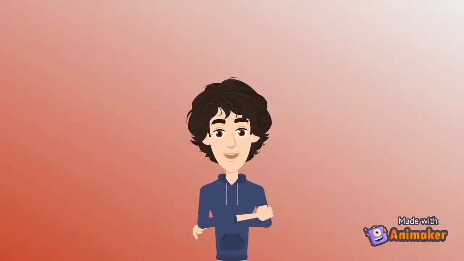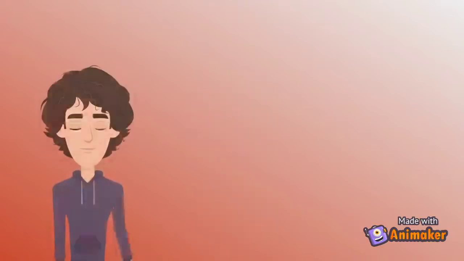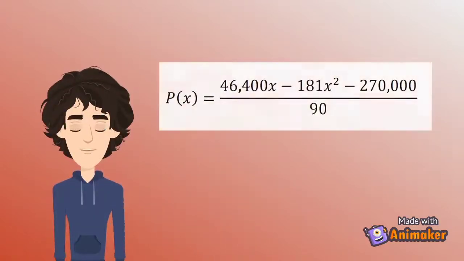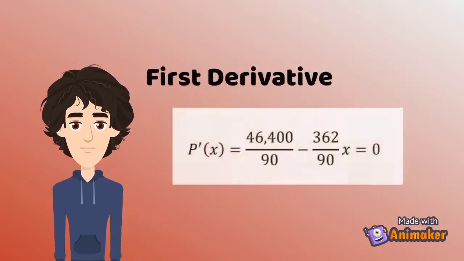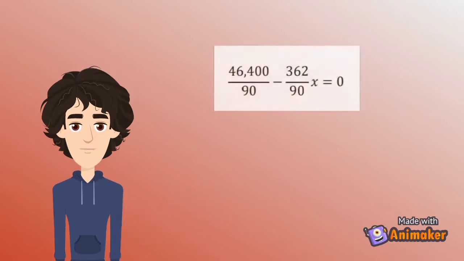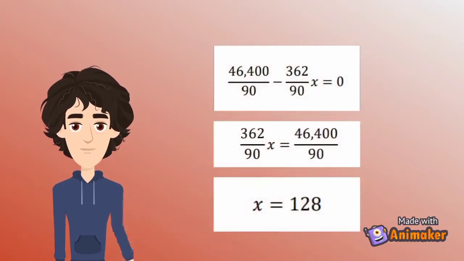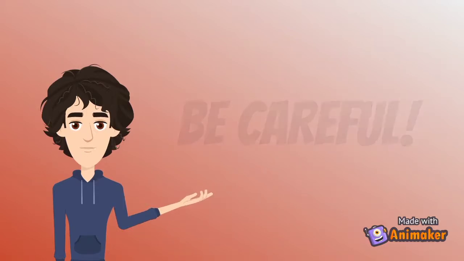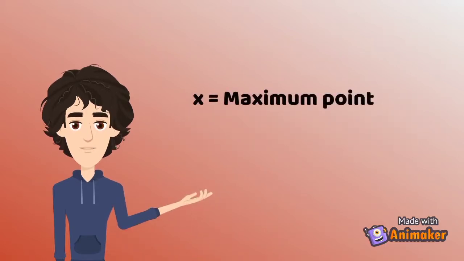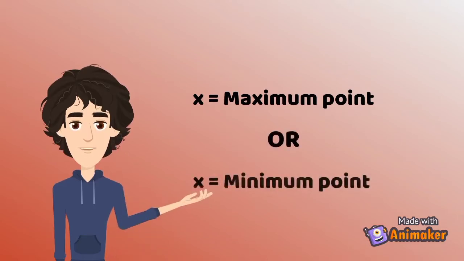As an example, let's go back to the chocolate manufacturing company. Suppose that their profit is denoted by this function, where x is the number of output. To get the number of output that will give us the maximum profit, we get the first derivative of the profit function and equate it to 0. That is because at a maximum or minimum point, the slope will be 0. Now, doing algebraic operations, we found out that x = 128 is the number of output that might give us the maximum profit. However, be careful, because we are not sure yet whether x, the number of output we get, is really a maximum point, since it could also be a minimum point.